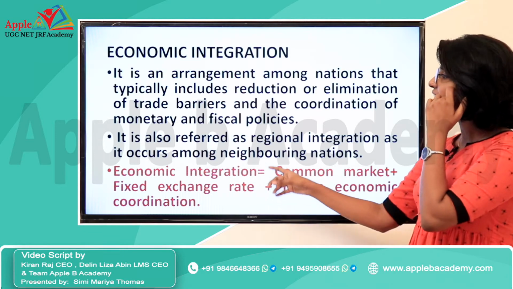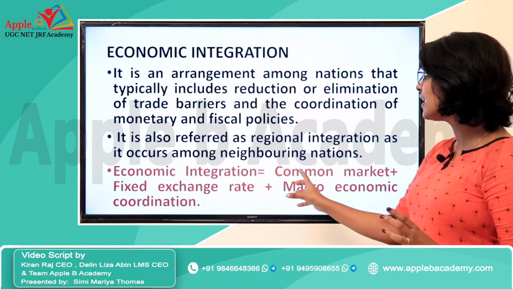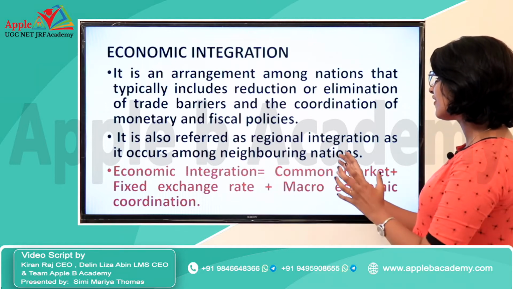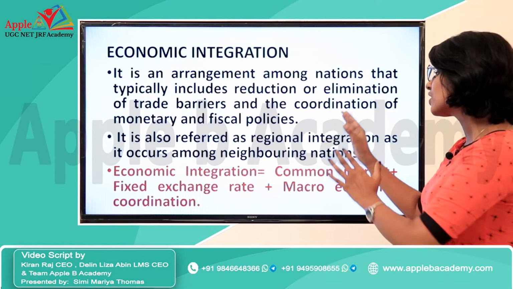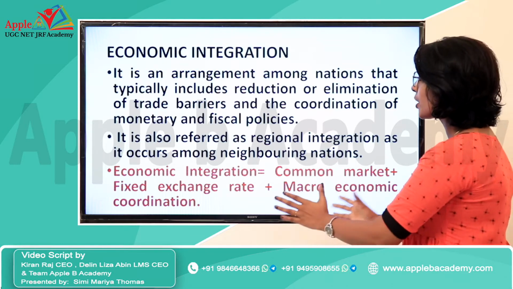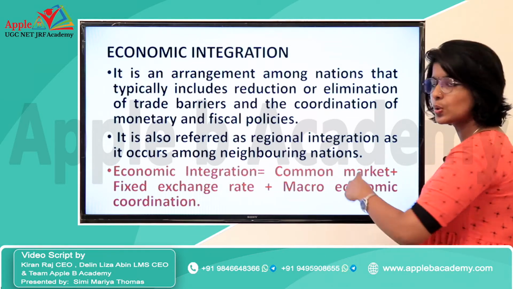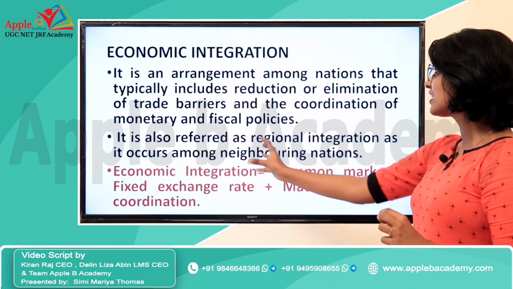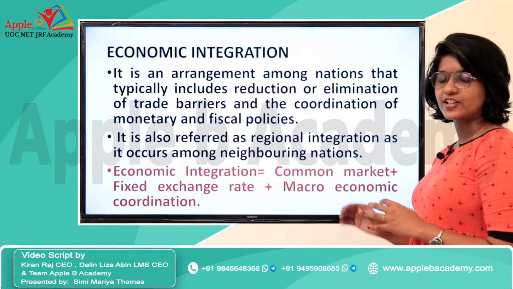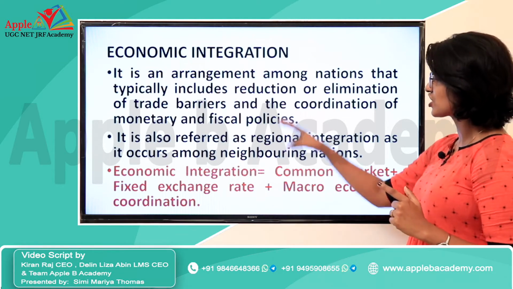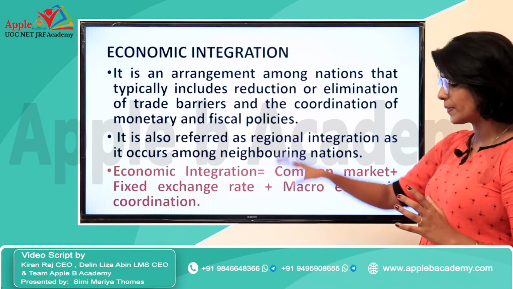When considering economic integration, we can have a formula for calculating the level of economic integration: common market plus fixed exchange rate plus macroeconomic coordination. What a common market is, we will discuss within this video itself. A summation of these three gives you economic integration: common market plus fixed exchange rate plus macroeconomic coordination.